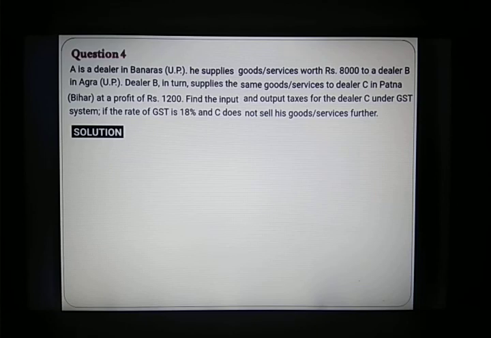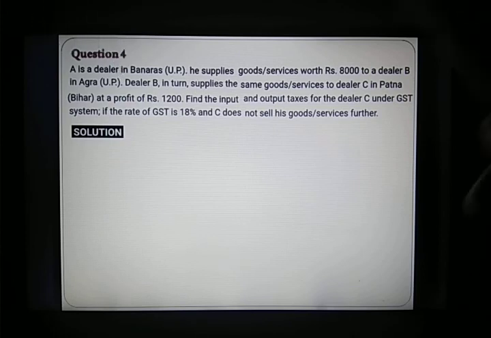Okay, now we'll have a look at the next question, and the questions are almost similar. Now the question says A is a dealer in Banaras. So there's a dealer in Banaras, UP, and his name is A. He supplies goods or services worth rupees 8,000 to dealer B in Agra, UP. So that means again the case is same.